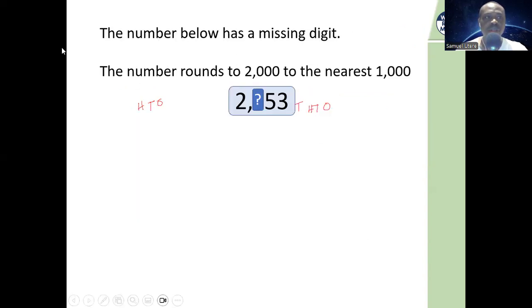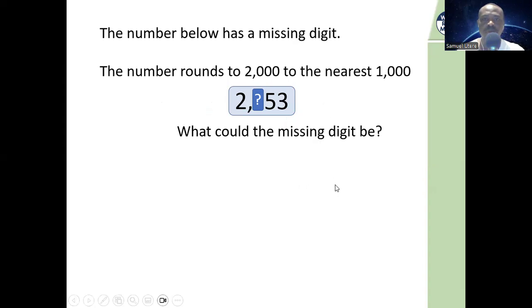Okay, here is something for you to think about. If I have this number here, the number below has a missing digit. The number rounds to 2,000 to the nearest 1,000. The question is, what could the missing digit be? Now, remember the skill you just learned.